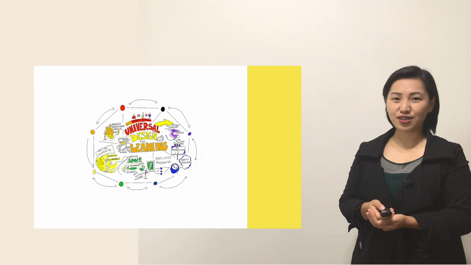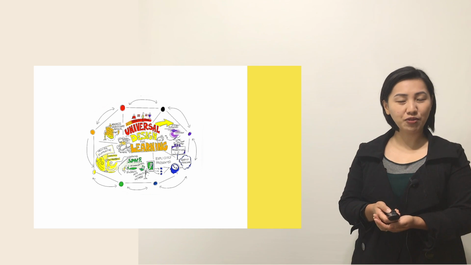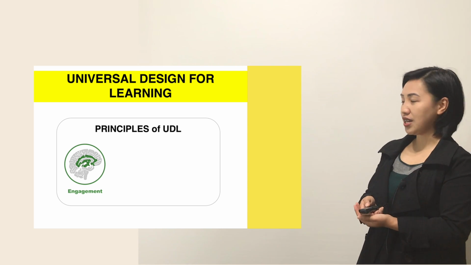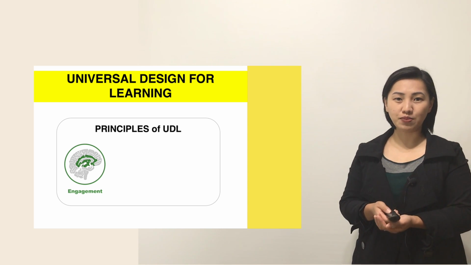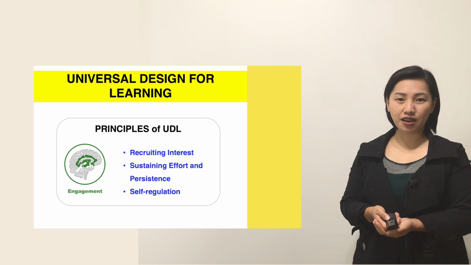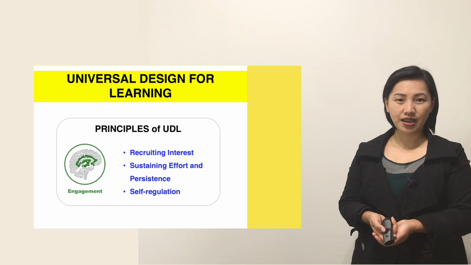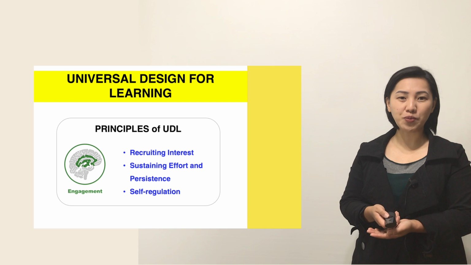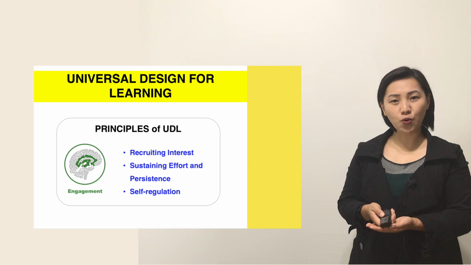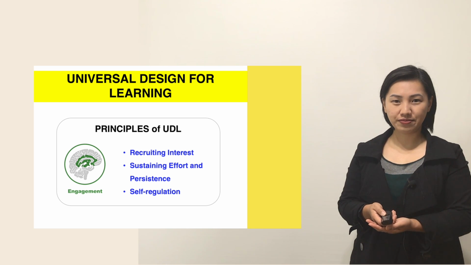All right, so those are the principles of UDL. Let's review them for a bit before moving on. So the first one, engagement, with these subtopics on recruiting interest, sustaining effort and persistence, and self-regulation. In this principle, we learned the importance of properly engaging our learners for them to open up to the content and be involved from beginning to end.